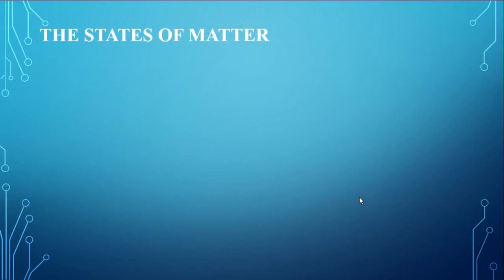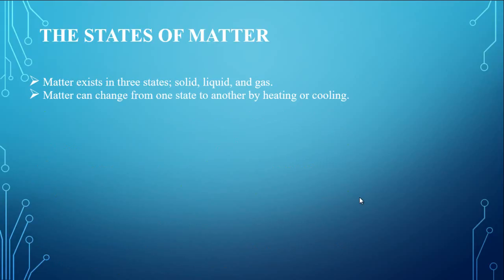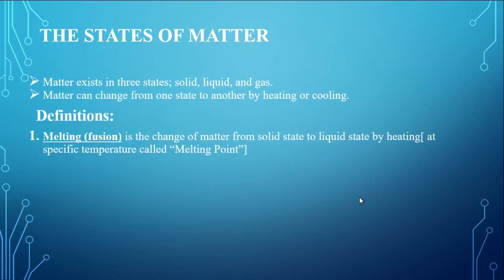The states of matter. Matter exists in 3 states: solid or liquid or gas. Matter can change from one state to another by heating or cooling, by changing its temperature. Some definitions we should know. The melting process or fusion. It is the change of matter from solid state to liquid state by heating.